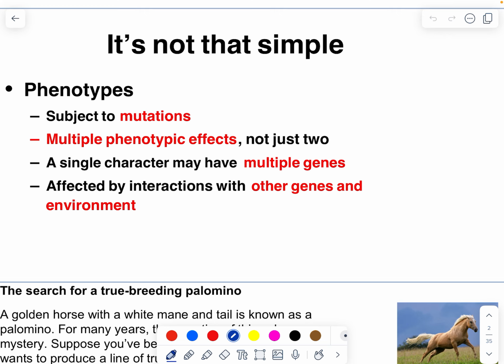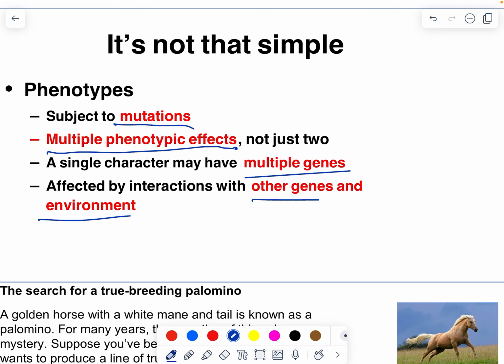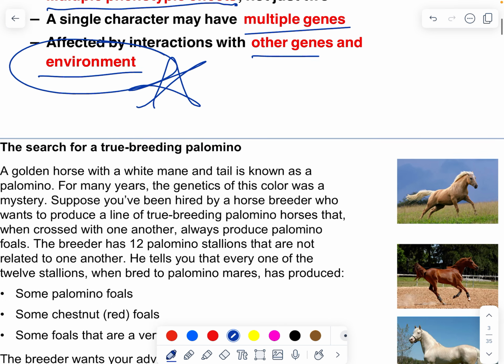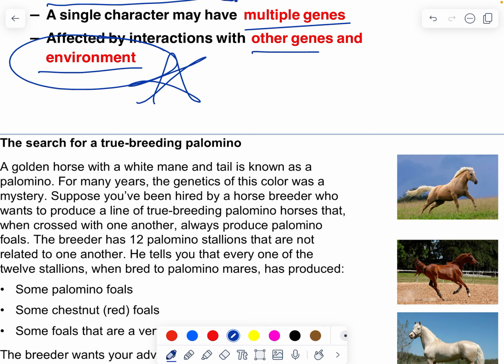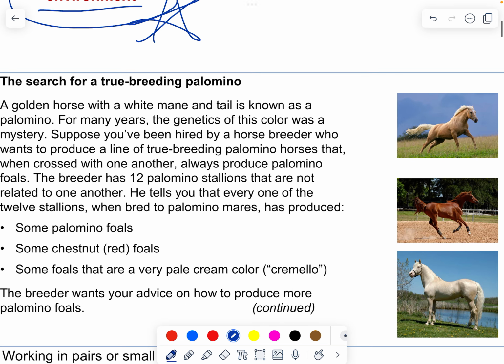So phenotypes are subject to mutations. There are multiple phenotypic effects, not just two. And a single character may have multiple genes, and be affected by interactions with even other genes and the environment, which is a crazy one that we're going to talk about a lot in this video. I'm also going to show you some videos in class. Epigenetics is just crazy. It would be nice for you to try this problem on your own time so we can talk about it in class.